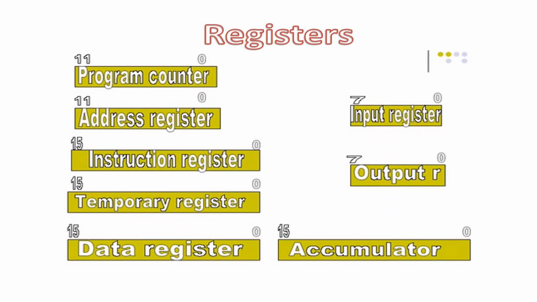Registers. They are those memories which are located in the CPU. The read and write operation can be performed on the registers at a very fast rate. There are different types of registers that can be found in the CPU. For example, program counter, address register, data register, accumulator, temporary register, input register, output register, and many more.